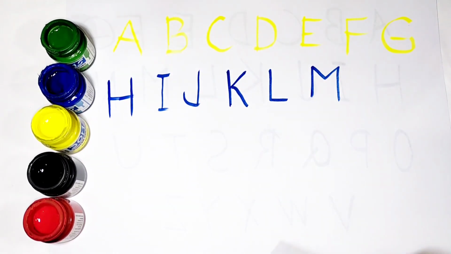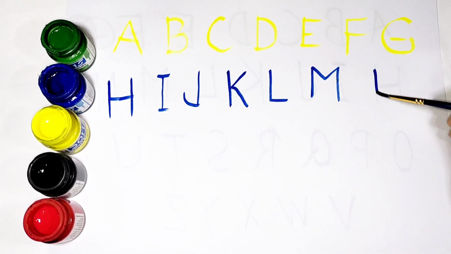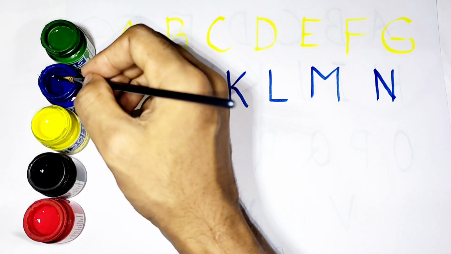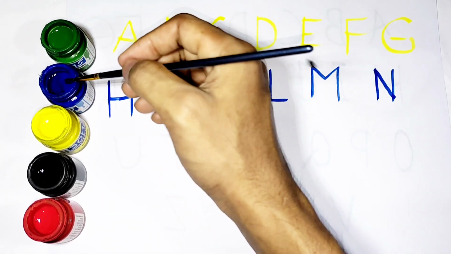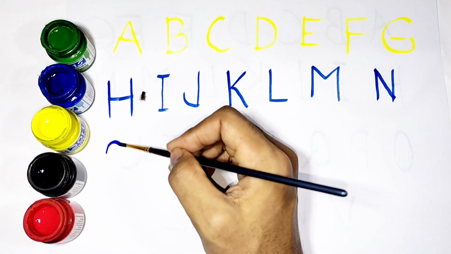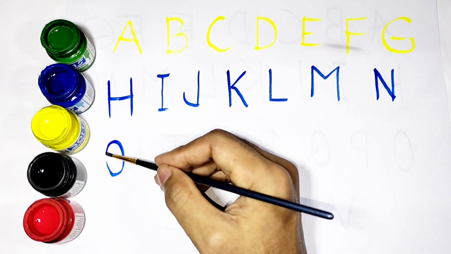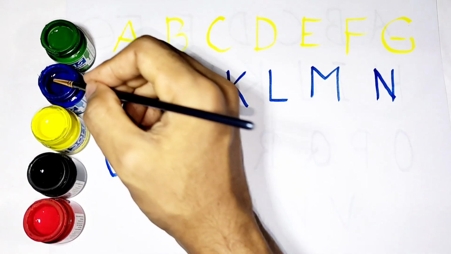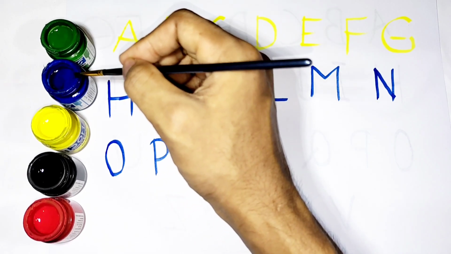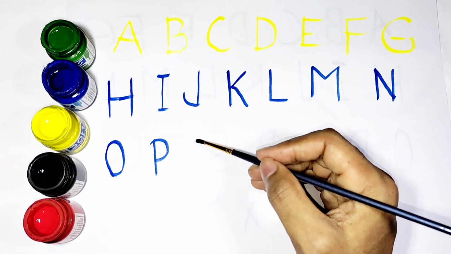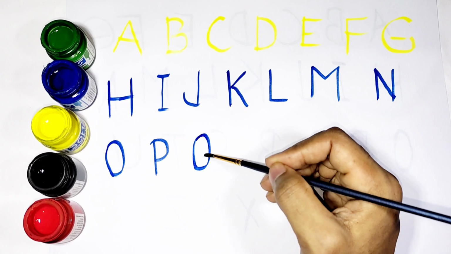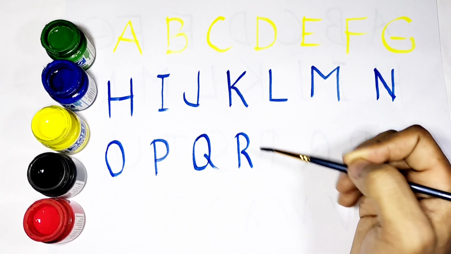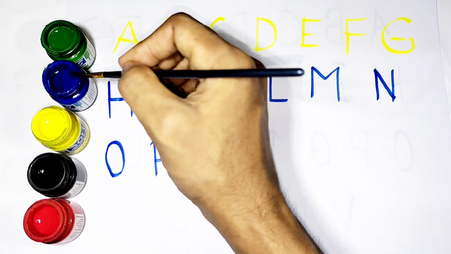The next one is N. N for nose, N for nest. The next one is O. Now we draw O. And the next one is P. The next one is Q. Q for queen. The next one is R. R for rose, R for rice.